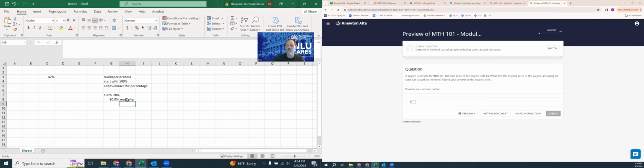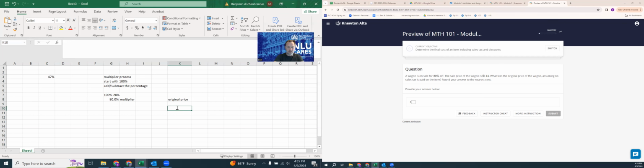Now, the problem is that I don't know what the price is. I know that if I knew the price, I could just multiply it by 80%. It would give me my discounted price, the sale price. I also can logically reason that if the sale price is 114, the original price should be a higher price. So I'm just going to guess original price. And I'm going to have a process over here.